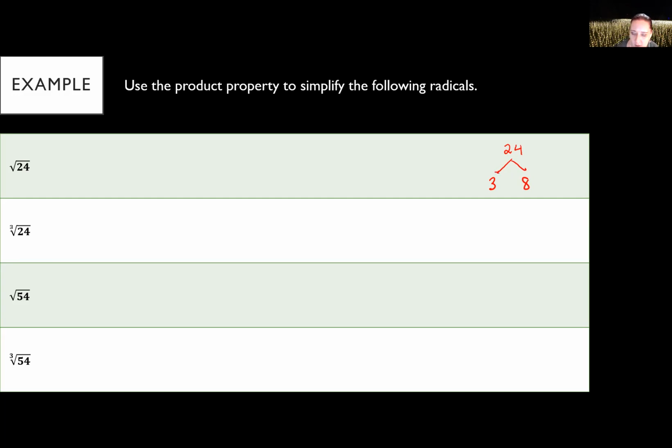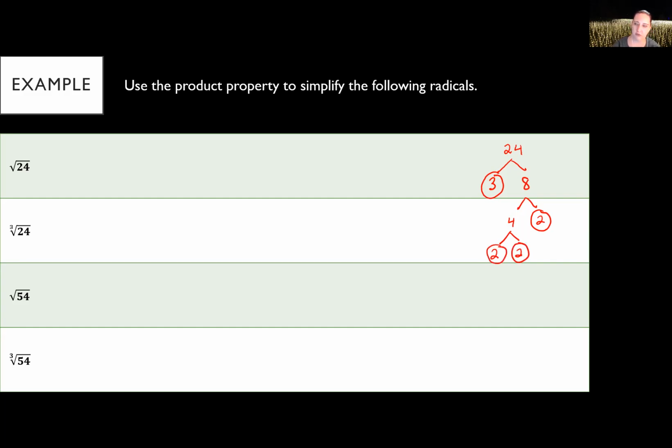So 3 is a prime number, and then we've got 8. Well, 8, the only way to do it is 4 times 2. So I'm going to split 8 up as 4 times 2. 2 is a prime number, so I'm going to circle that. And then 4 can only be split up as 2 times 2. And those are prime.